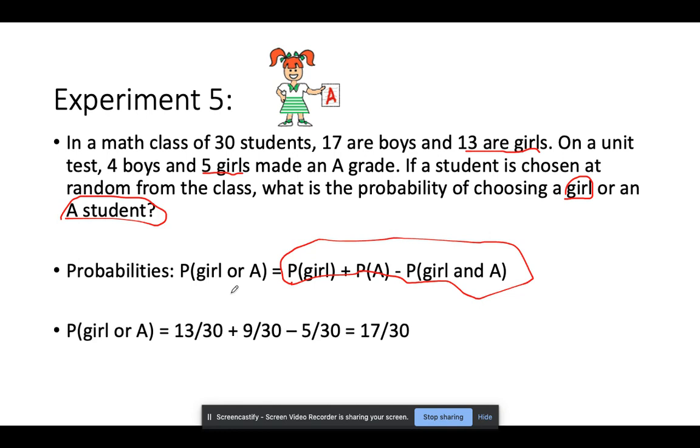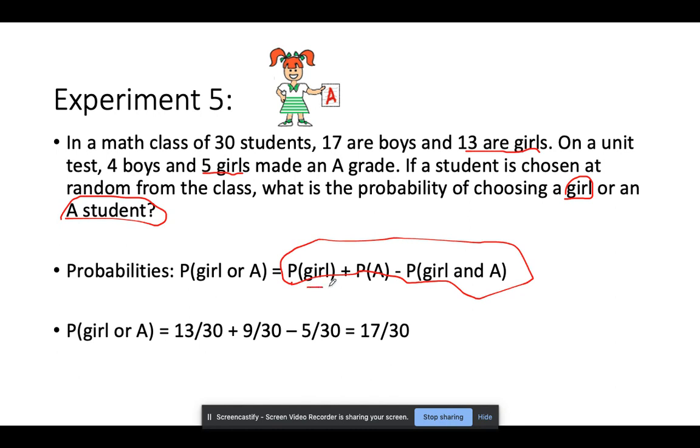So if I put all those numbers in the formula, this is what it looks like. There's the 13 out of 30. That's the number of girls. 9 out of 30, that's the number of total A's. And then minus 5 out of 30, because we already counted them, equals 17 out of 30.